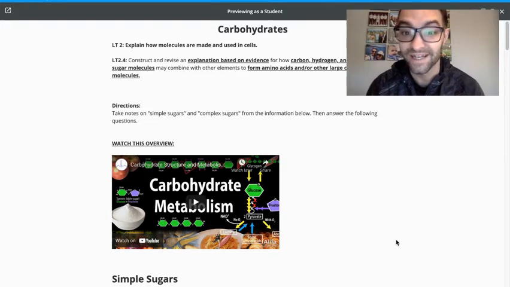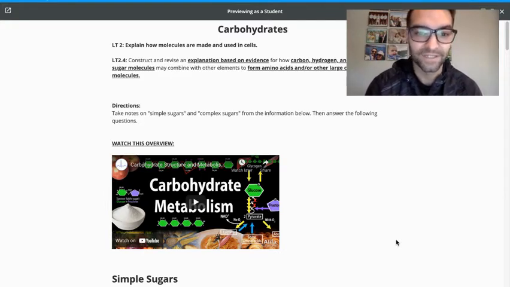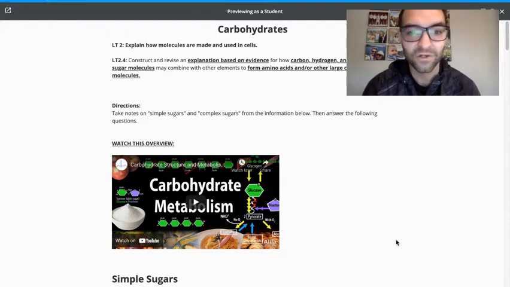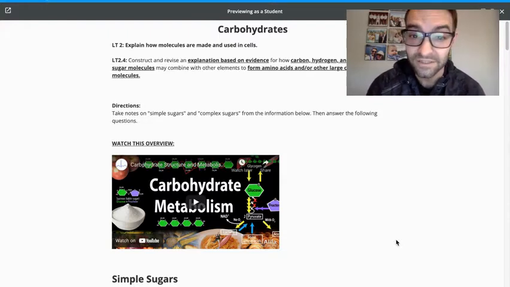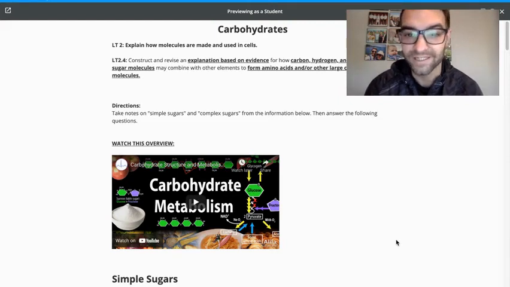how they are connected. Just real quick at the top here, a refresher on the learning target. If you're reading this learning target, we've introduced part of it already, and this second part is right here today. Again, overall, explain how molecules are made and used in cells. So we're going to continue that conversation.